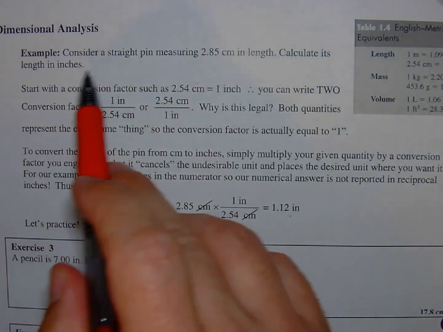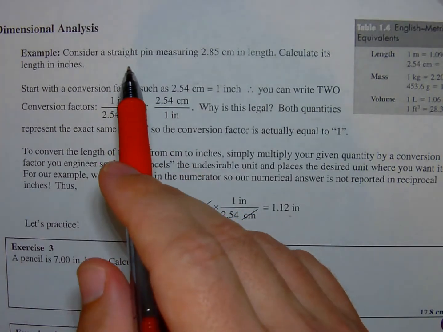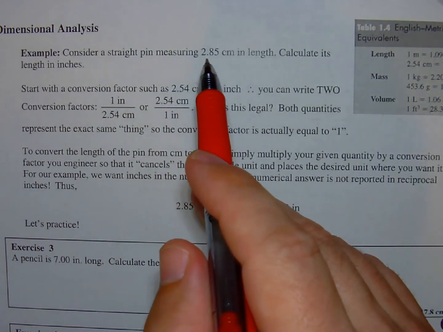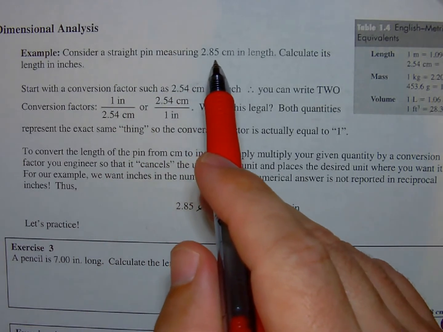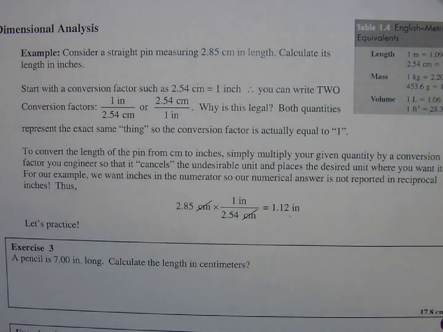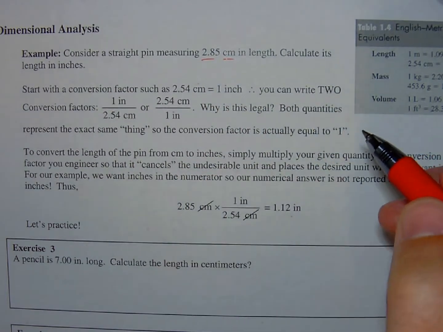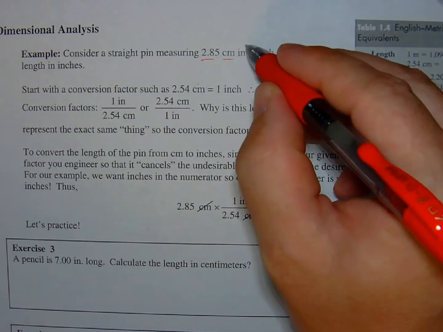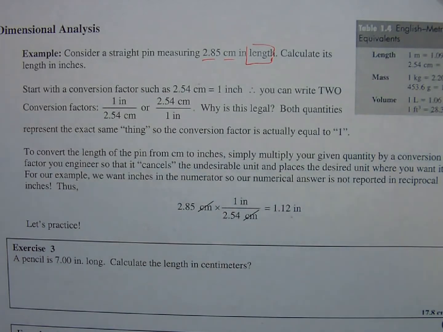So if we consider a straight pin, which if you don't know what a straight pin is, think of a sewing needle, consider a straight pin measuring 2.85 centimeters in length, right? So we have a number and a unit. This is a quantity. The quantity is length. Calculate its length in inches.